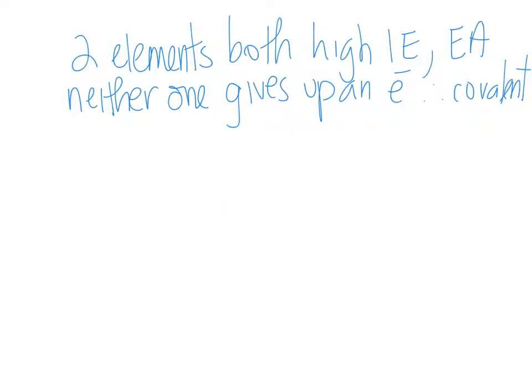Okay? Two elements both have high ionization energy and electron affinity. Neither one will want to give up an electron. Therefore, it's a covalent bond. They're going to share electrons. NaCl, and we have Cl2.